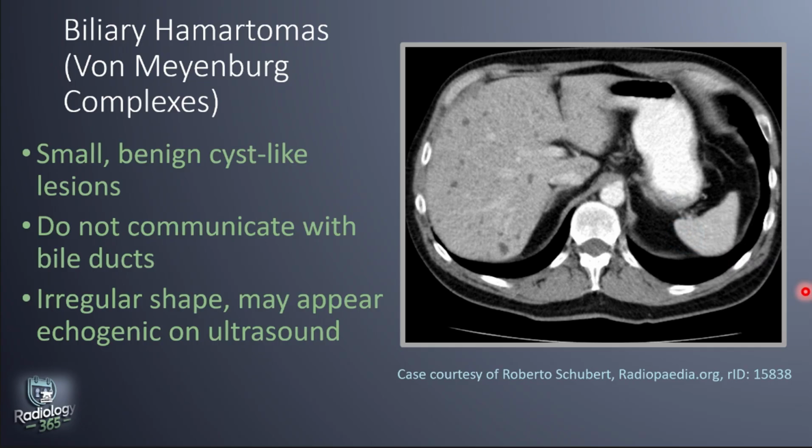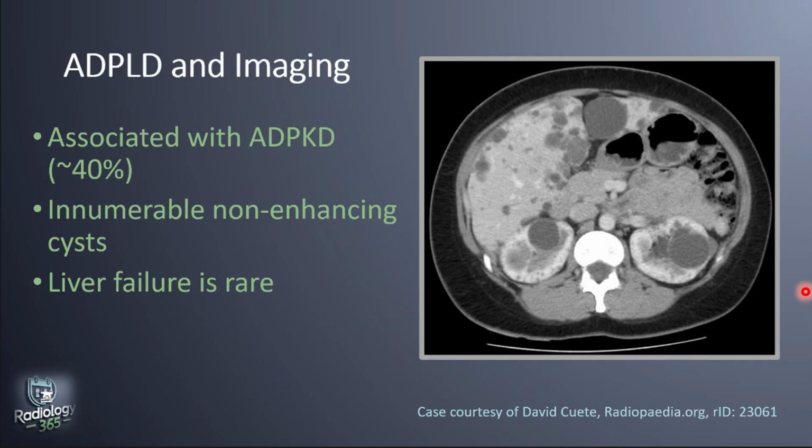On MRI, they also appear to be T1 hypo and T2 hyperintense, similar to cysts, but again, their margins would be irregular. Then to autosomal dominant polycystic liver disease. This liver condition often travels with autosomal dominant polycystic kidney disease. About 40% of people with autosomal dominant polycystic kidney disease also have liver involvement, and imaging would show numerous non-enhancing simple cysts scattered throughout the liver.